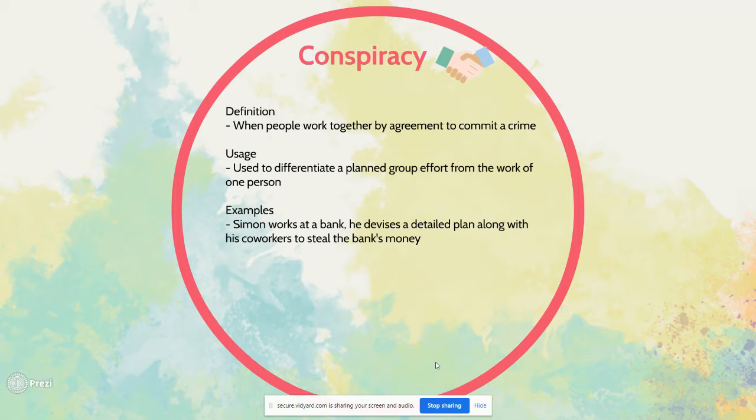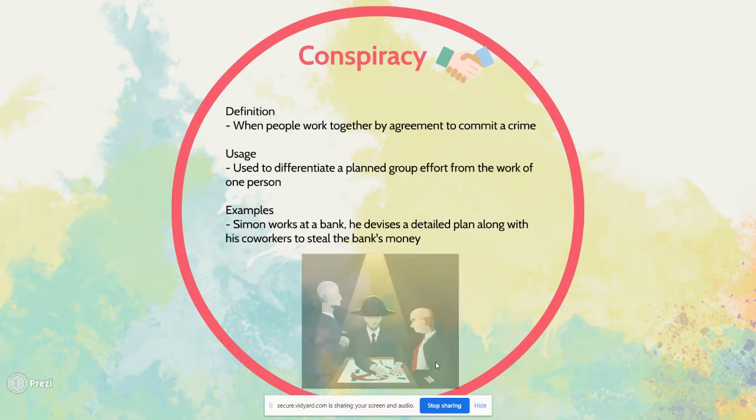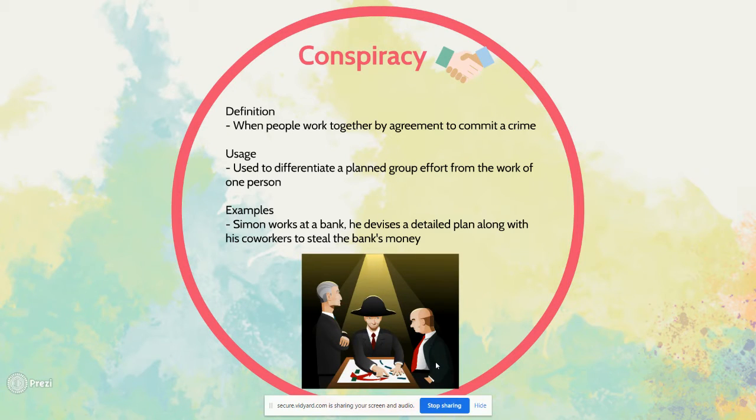Conspiracy. In criminal law, it is considered a conspiracy if people work together by agreement to commit a crime. A conspiracy may exist when the parties use legal means to achieve an illegal result or use illegal means to accomplish something that in itself is legal.